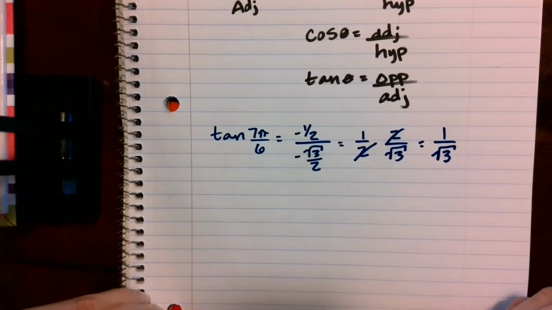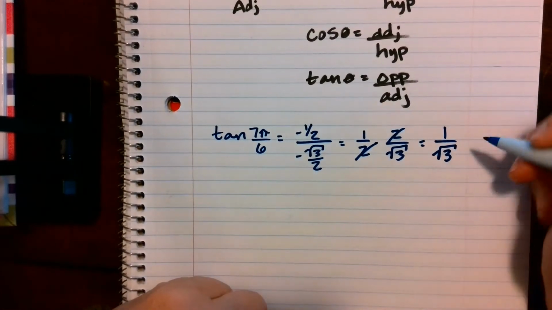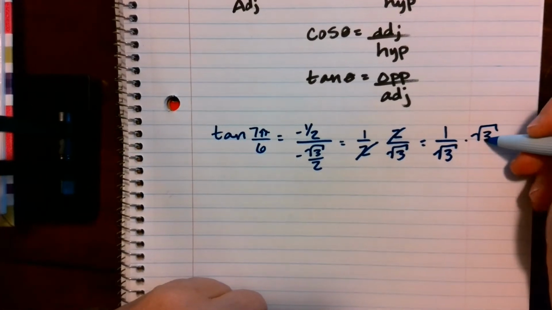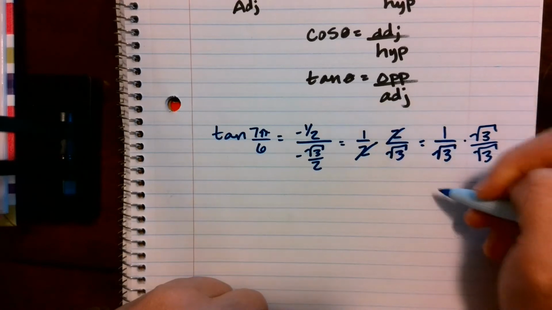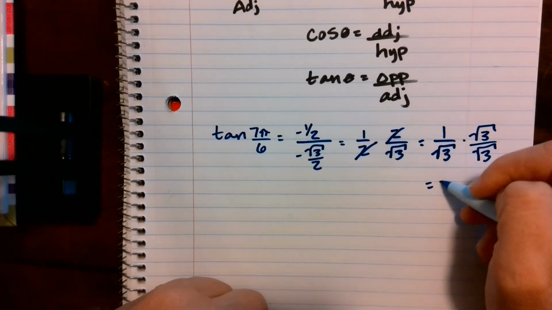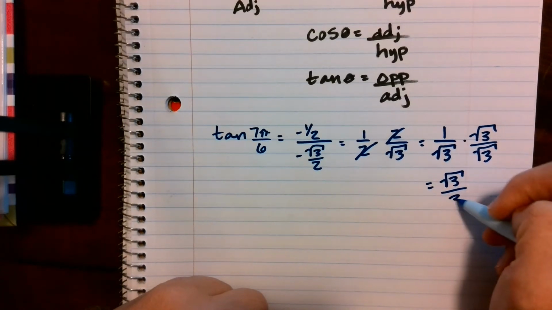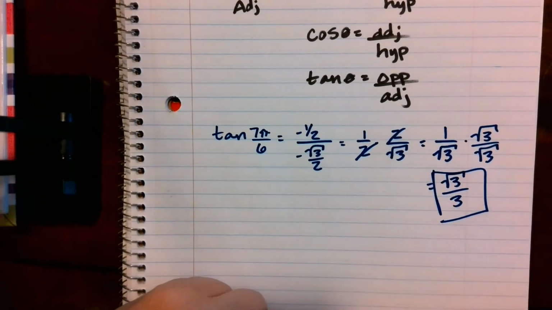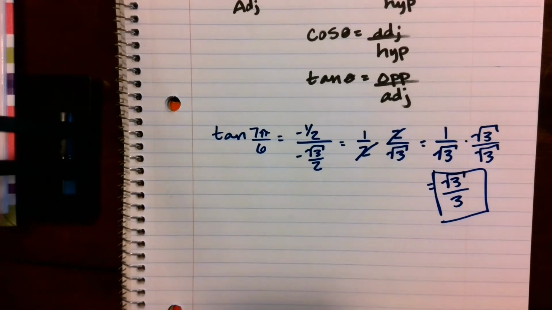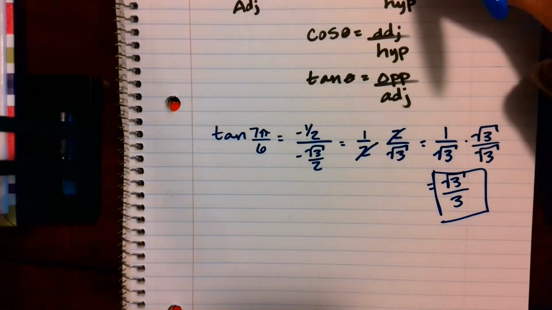And then just like my radical 2 over 2 earlier, I want to simplify this by rationalizing the denominator. We never want radicals in the denominator, and so we're going to have our radical 3 over radical 9, which is just 3. So that's how we would find the tangent from our sine and cosine.